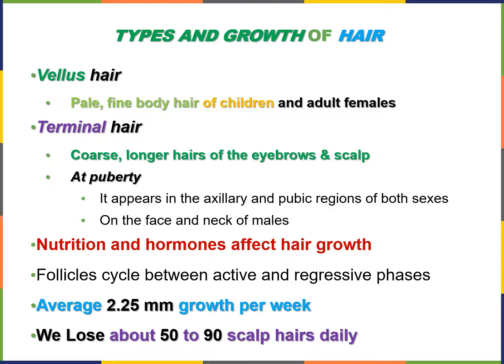As I've already stated, nutrition and hormonal conditions affect hair growth. On average, we said a while ago, about 0.3 millimeters per day, or somewhere around 2.25 millimeters growth per week. And again, we're going to lose somewhere around 50, maybe up to 90 scalp hairs daily.